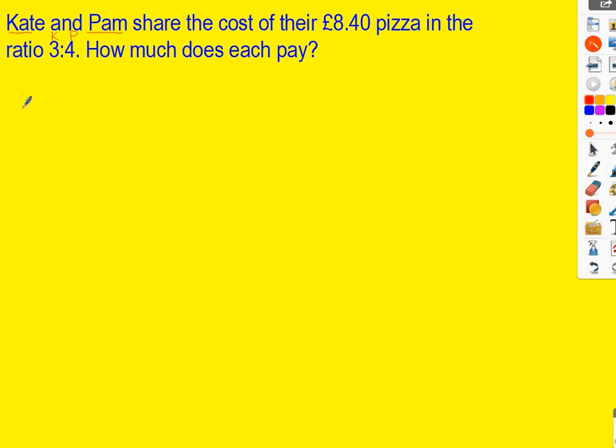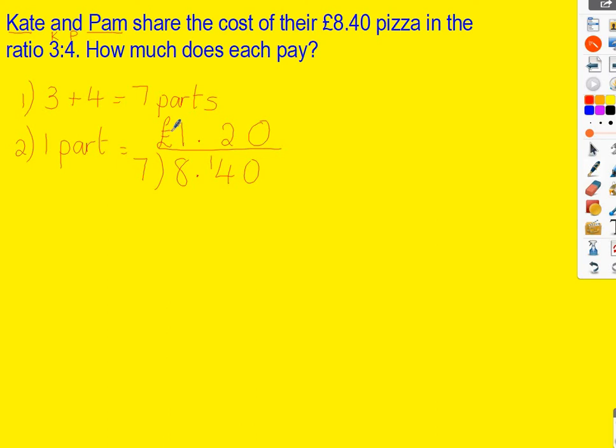And again, let's go through our steps. Number 1, adding the values in the ratio, 3 plus 4 equals 7 parts. Number 2, finding the value of 1 part. We take what we have to share out, which is the cost of the meal, £8.40, and we're going to divide it by 7. How many 7s in 8? There's 1, with a remainder of 1. Don't forget the decimal point in your answer. How many 7s in 14? There are 2. No remainder, nothing to carry over. How many 7s in 0? 0. So 1 part of the payment will be £1.20.